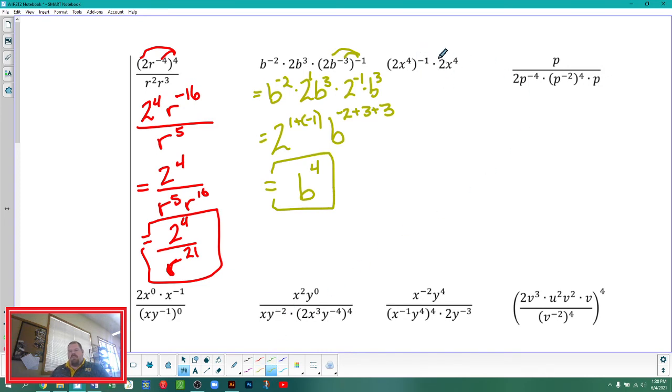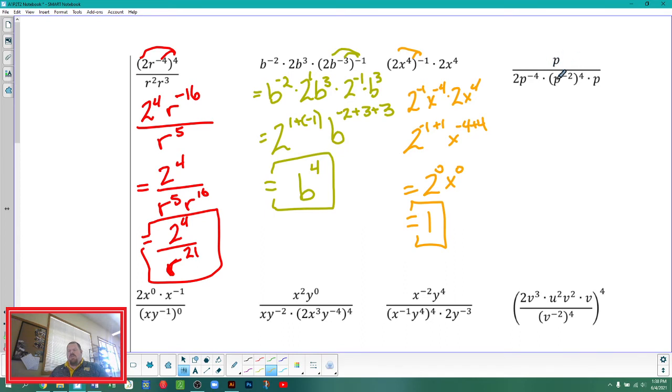My next one here, I guess we'll go ahead and drop these in. Drop the negative 1 in. I have 2 to the negative 1st, x to the negative 4th, times 2x to the 4th. On my 2's, I have negative 1 plus 1. On my x's, I have negative 4 plus 4. And so here, negative 1 plus 1 is 0. Negative 4 plus 4 is 0. So I really would have 2 to the 0 times x to the 0, which is 1 times 1 and equals 1.